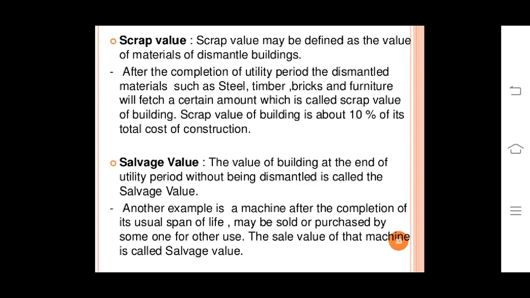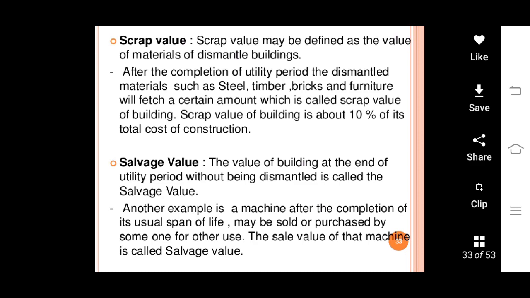The next value is salvage value. The value of a building at the end of its utility period without being dismantled is called the salvage value. Another example is a machine which, after the completion of its useful span, may be sold or purchased by someone else for fruitful use. The sale value of that machine is called the salvage value.